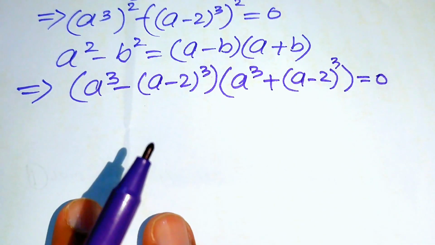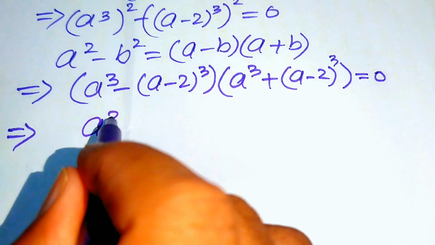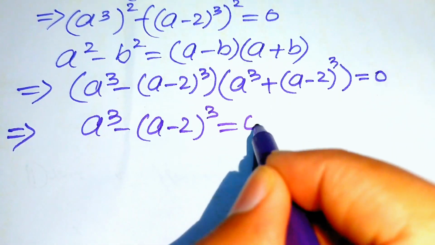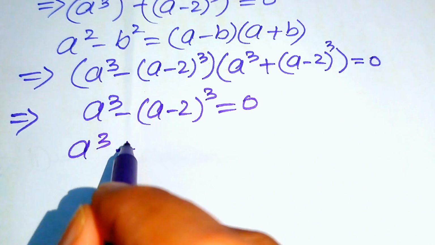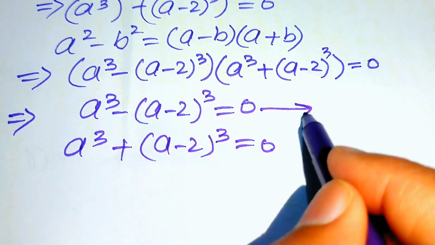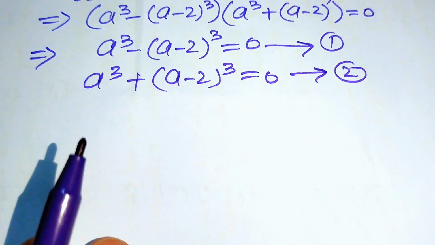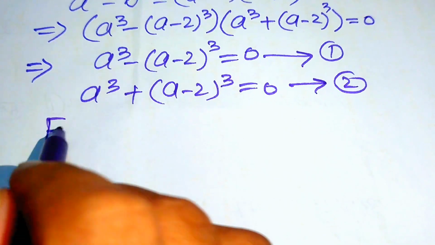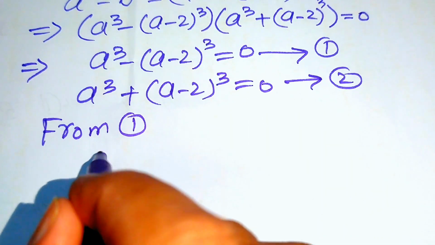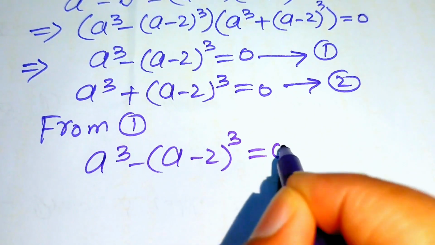In the next step, we convert this into two cases. In the first case, we write the first factor equal to 0, so it becomes a cubed minus (a minus 2) cubed equals 0. The second case is a cubed plus (a minus 2) cubed equals 0. We call this equation number 1 and this equation number 2. In the next step, we solve these two equations one by one. So first we focus on equation number 1: a cubed minus (a minus 2) cubed equals 0.